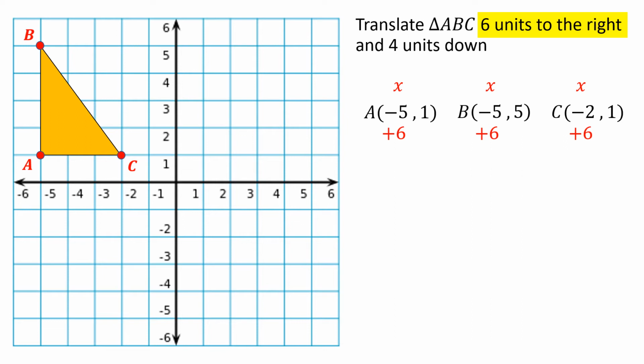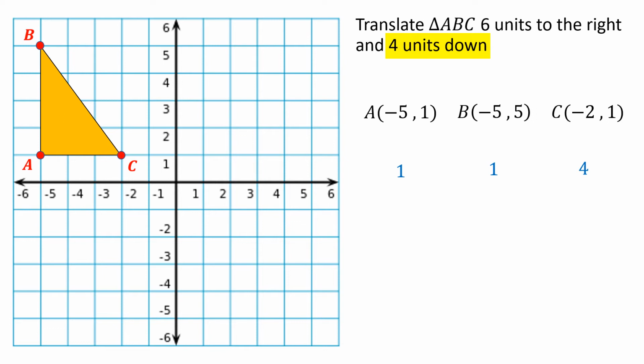So let us find out the resulting value. -5 plus 6 is 1. And also -5 here plus 6 is also 1. -2 plus 6 is 4. So now we have changed the values of x.